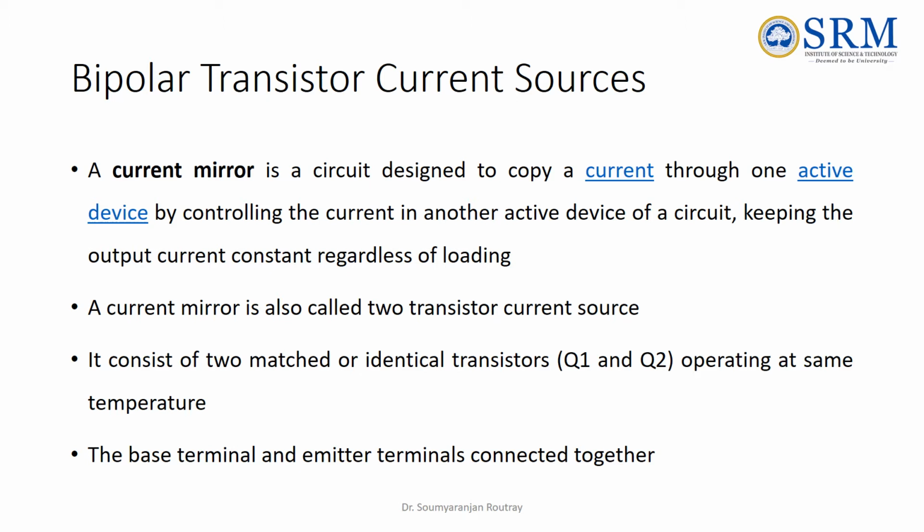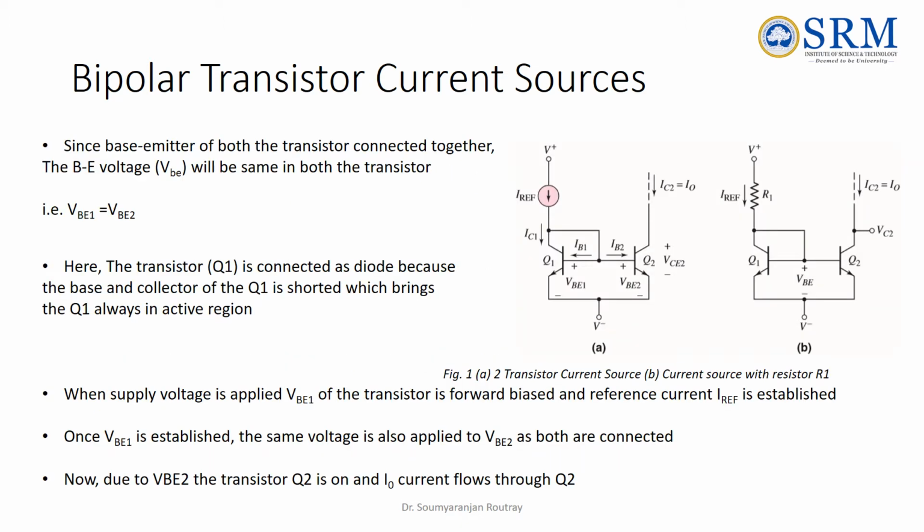The base terminal and the emitter terminal of both the transistors are connected together. Where you can see the voltage V plus is given and voltage V minus is given to the emitter. Voltage V plus is connected to the one end of the current source I reference, and V minus is connected to the emitter of the transistor Q1.